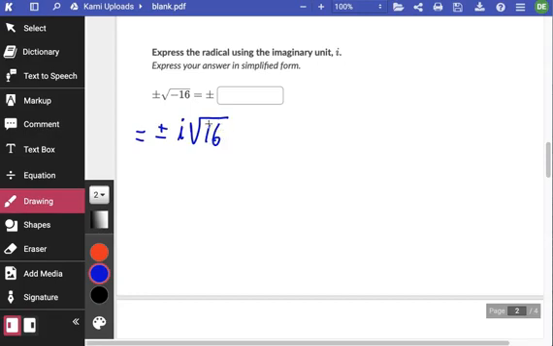Well, we need to pause for a moment. 16 is a perfect square. The square root of 16 equals a plain old 4. So when we simplify this, the square root of 16 becomes a 4, and we put it right in front of the i. So that would be positive and negative 4i.